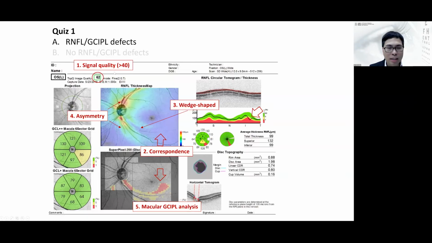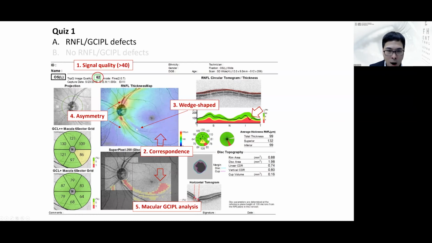Step 1, signal quality. For the Triton OCT, the manufacturer recommends a signal quality of more than 40 to be acceptable. So we have a good quality score of 62 in this eye. Correspondence: we do see correspondence in the thickness map and the deviation map.